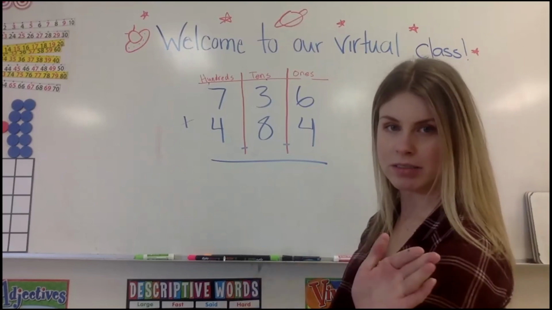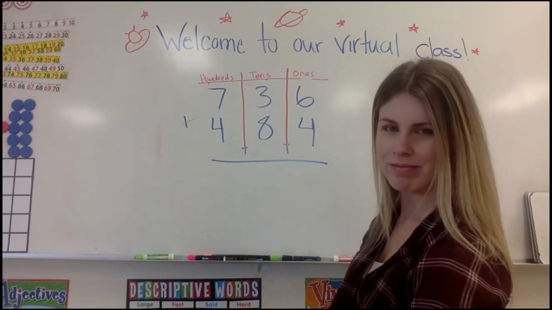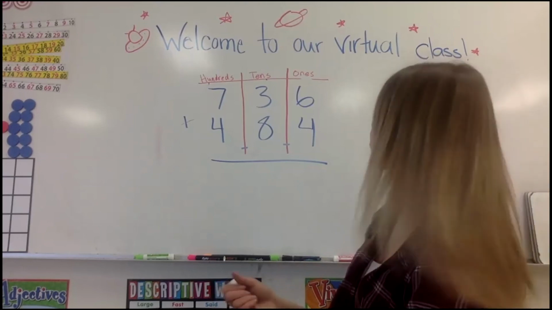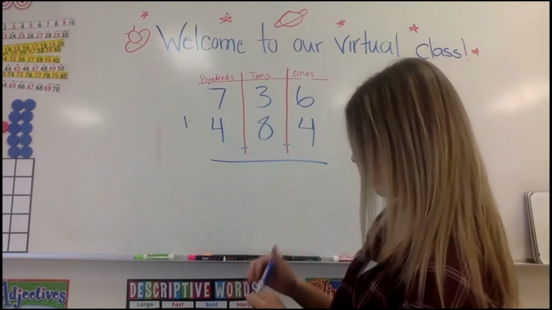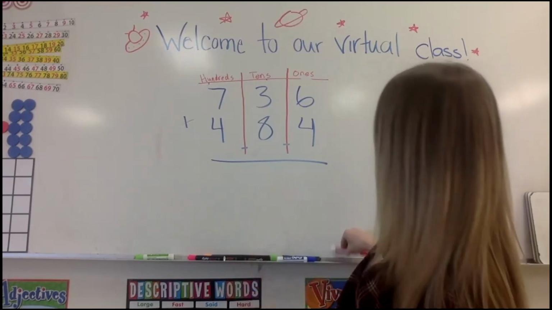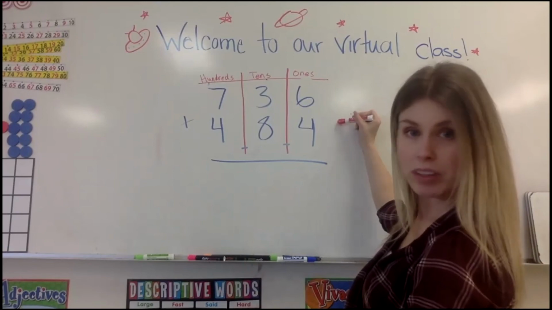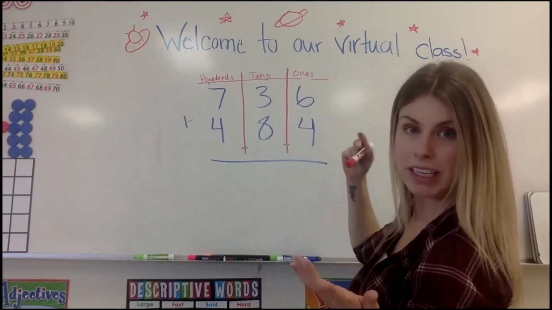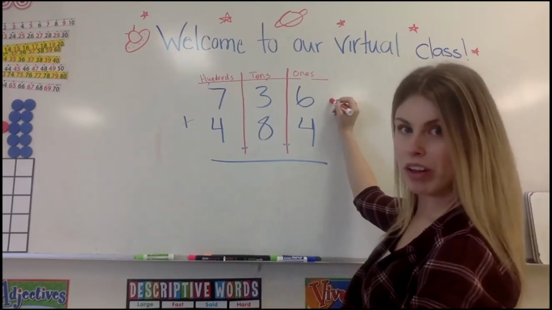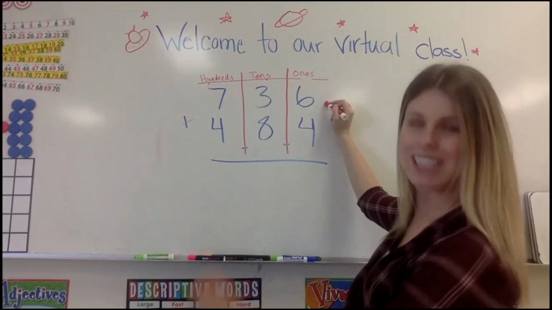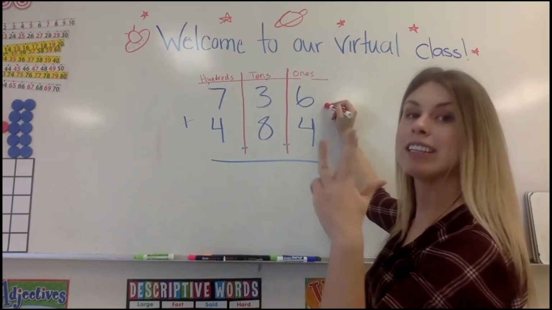Okay, so pause. Okay, now let's check your answer. Let's see if you were right. So if you started with your ones column, you would have had a 6 and a 4. Well, I know that 6 and 4 is 10 because they are friendly numbers, they make 10. But if we don't know that off the bat, that's totally okay. We're gonna put 6 in our head and count up 4. So 6, 7, 8, 9, 10.